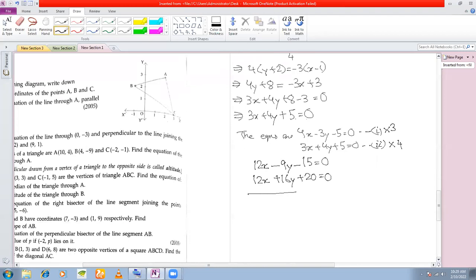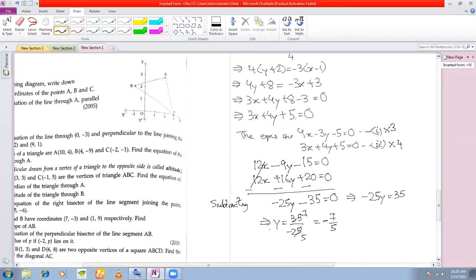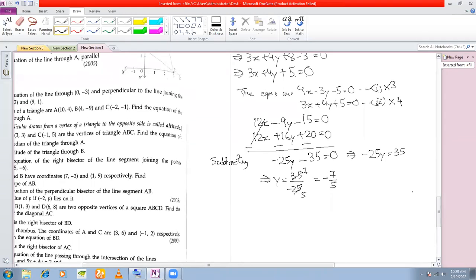Okay, subtract. This cancels. Here the sign changes, so you get minus 25y, and here you get minus 35 is equal to 0. So you get minus 25y is equal to 35. That means y is equal to 35 by minus 25. You cancel by 5, so you get minus 7 by 5. How do you find out x? Put the value of y in any of the two equations.